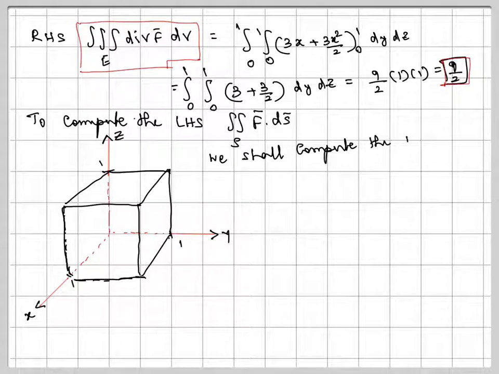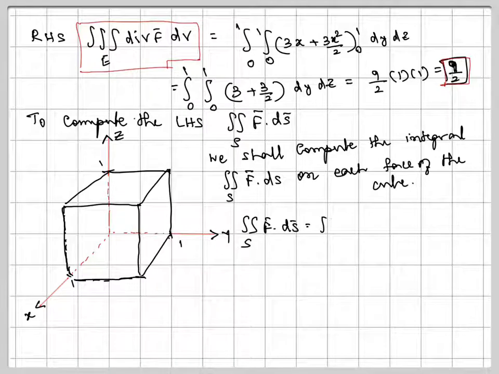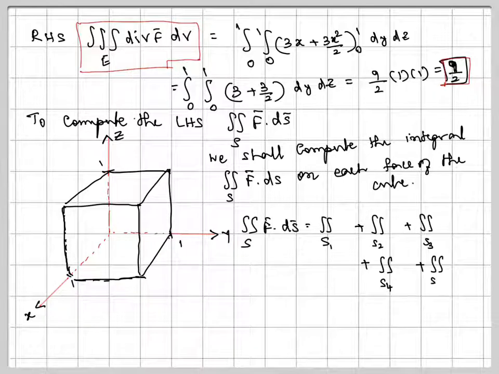We shall compute the integral on these 6 faces. The double integral over S of F dot dS on each face of the cube. So the double integral over S of F dot dS equals the double integral over S1 plus the double integral over S2 and so on up to the double integral over S6. There are 6 faces. For each one of them we have to compute the integral and add all of them in this step.